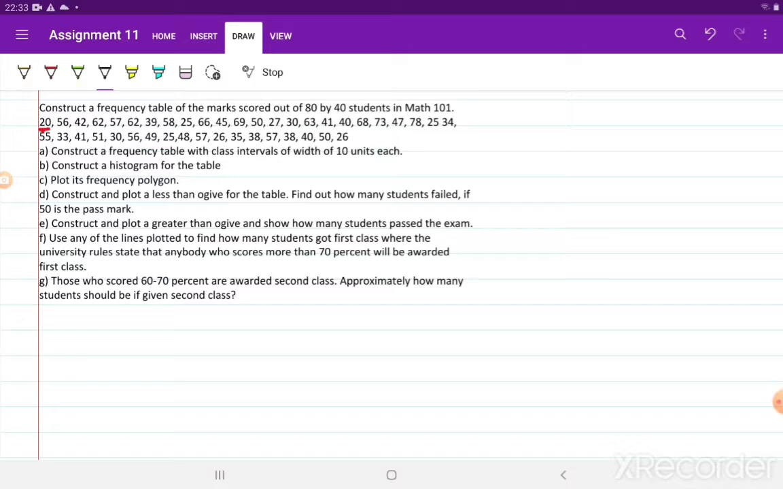It also says that the class intervals should be of width 10 units each. So that makes it simple. My first is 20 to 30, 30 to 40, 40 to 50, 50 to 60, 60 to 70, and 70 to 80. Since the maximum marks is 80, I don't need to go beyond that.